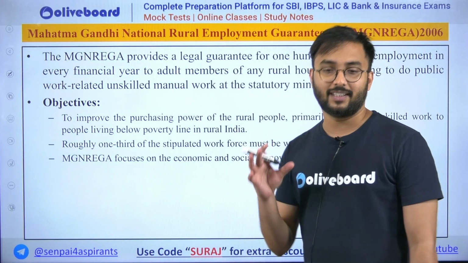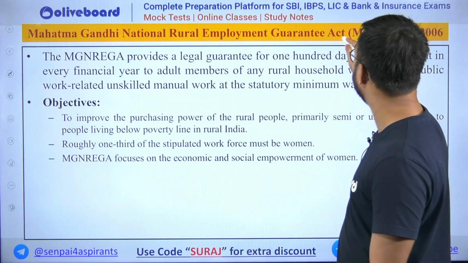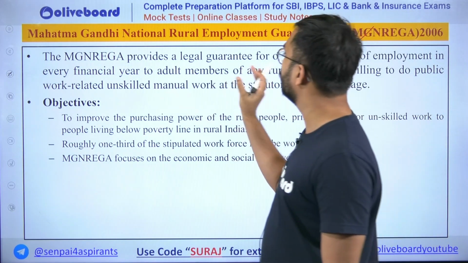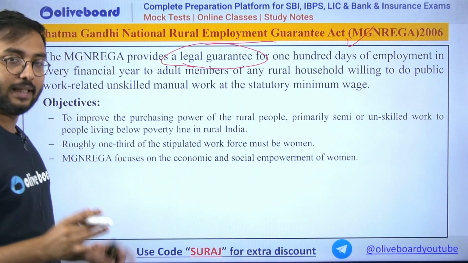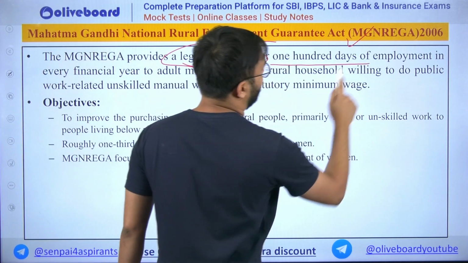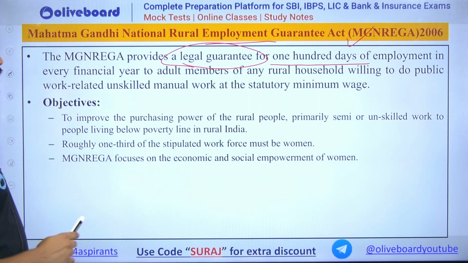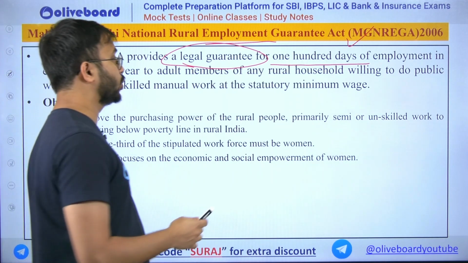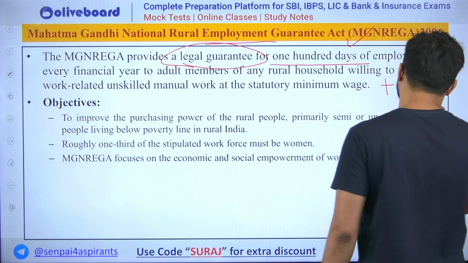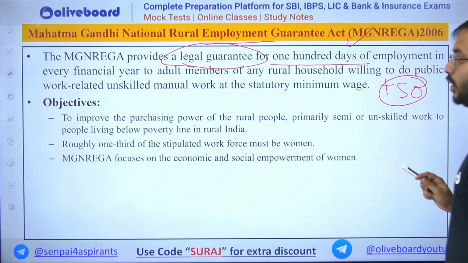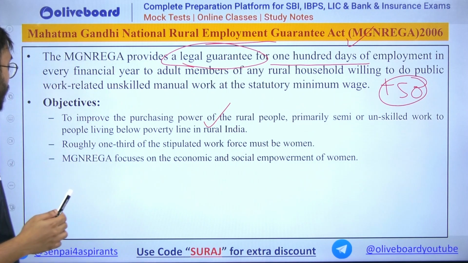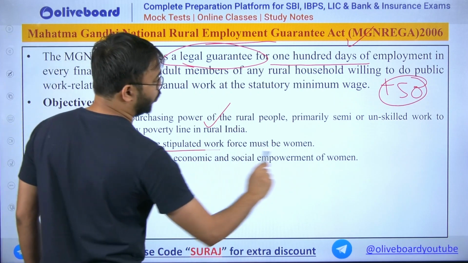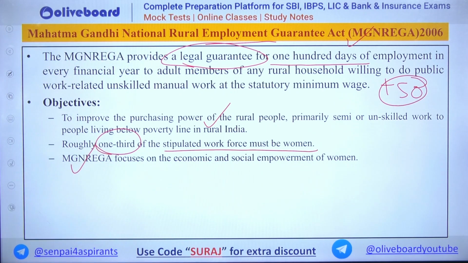Then we talk about India's very, very favorite scheme, that is MGNREGA. Mahatma Gandhi National Rural Employment Guarantee Act 2006, it's a legal guarantee, always remember. How many days of employment? 100 days of employment you should be getting, and wherever a drought-like situation is there, you get 50 more days of employment, so plus 50, that is 150 days. The objective is to improve the purchasing power of rural, primarily semi-unskilled workers. Roughly 1/3 of the stipulated workforce must be women, and MGNREGA focuses on the economic and social empowerment of women.